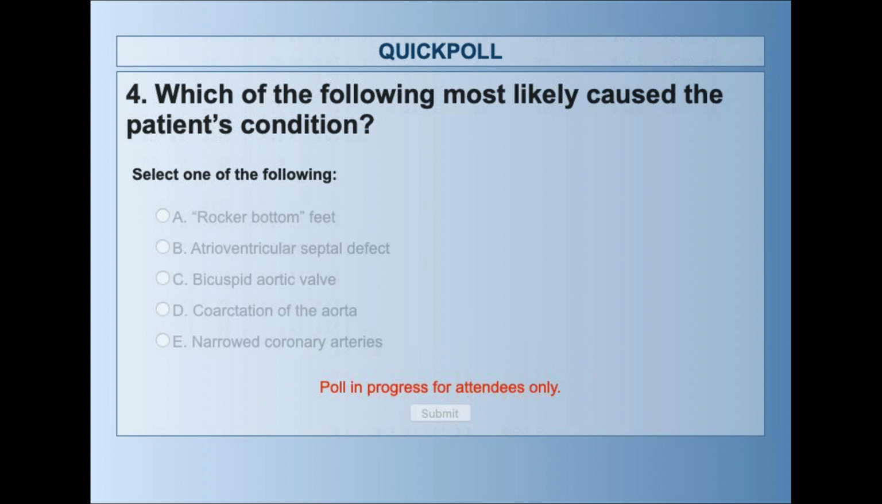All right, I see the responses coming in. We'll give all of you a few more moments. And let's take a look and see what you selected.